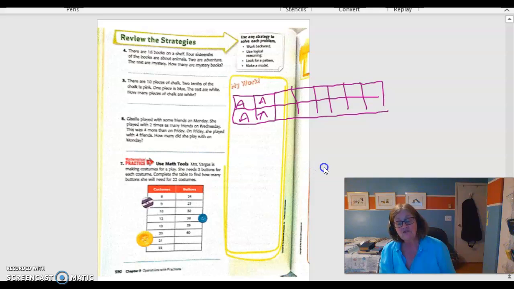Then we have 2 are adventure books. I'll call them ADs. 2/16 are adventure books. The rest are mystery. How many of these books are mystery? 1, 2, 3, 4, 5, 6, 7, 8, 9, 10. So we have 10 mystery books.